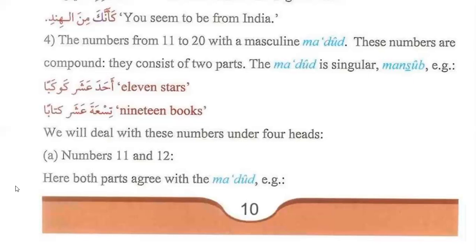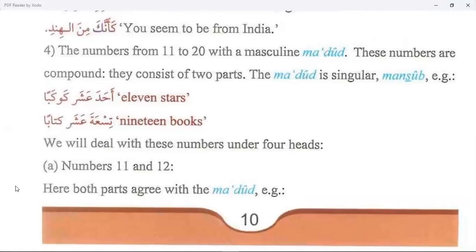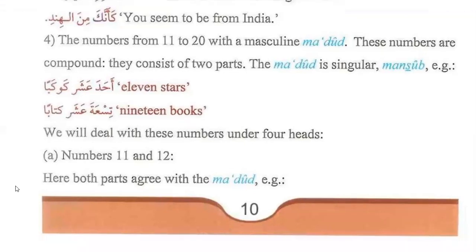Satya, tell me the counting for female students. One female student, two female students, three female students. Talibatun wahidatun. Talibatani ithnatani.